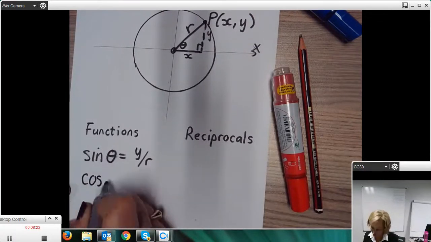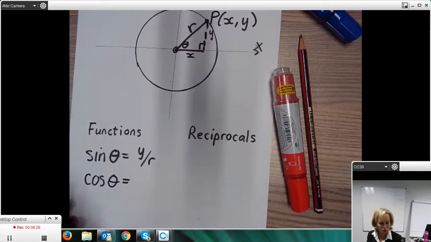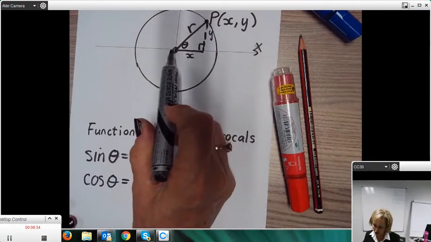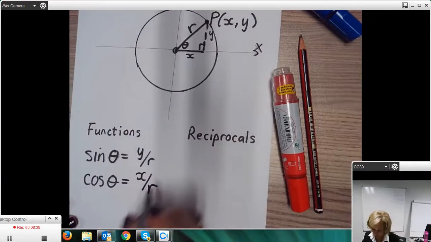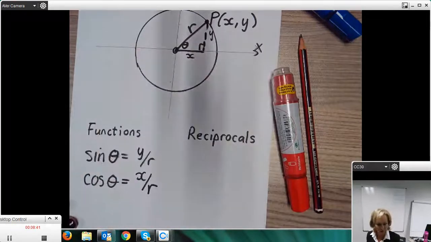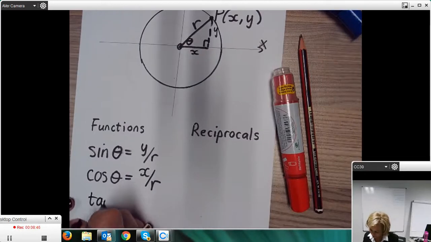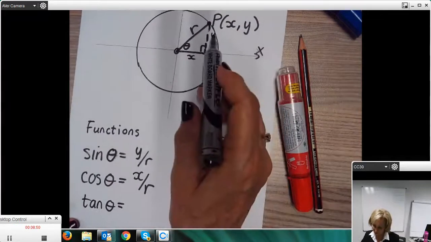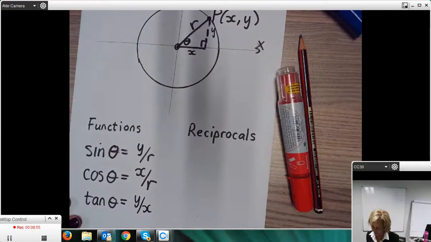Move on to cosine theta. And remember, what I write here are the abbreviations, which you will also see on your calculator. So cosine theta is defined to be the ratio of the adjacent side to the angle over the hypotenuse. So in terms of my right angled triangle, it is x over r. And then we have tangent, abbreviated to tan theta, which is defined to be opposite over adjacent. So it's y over x.